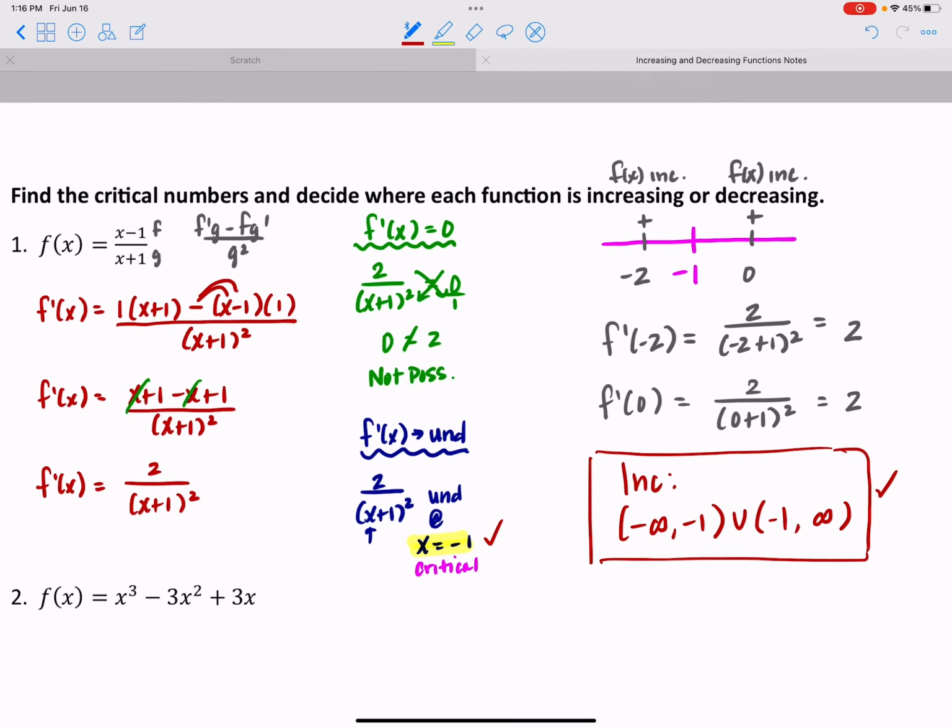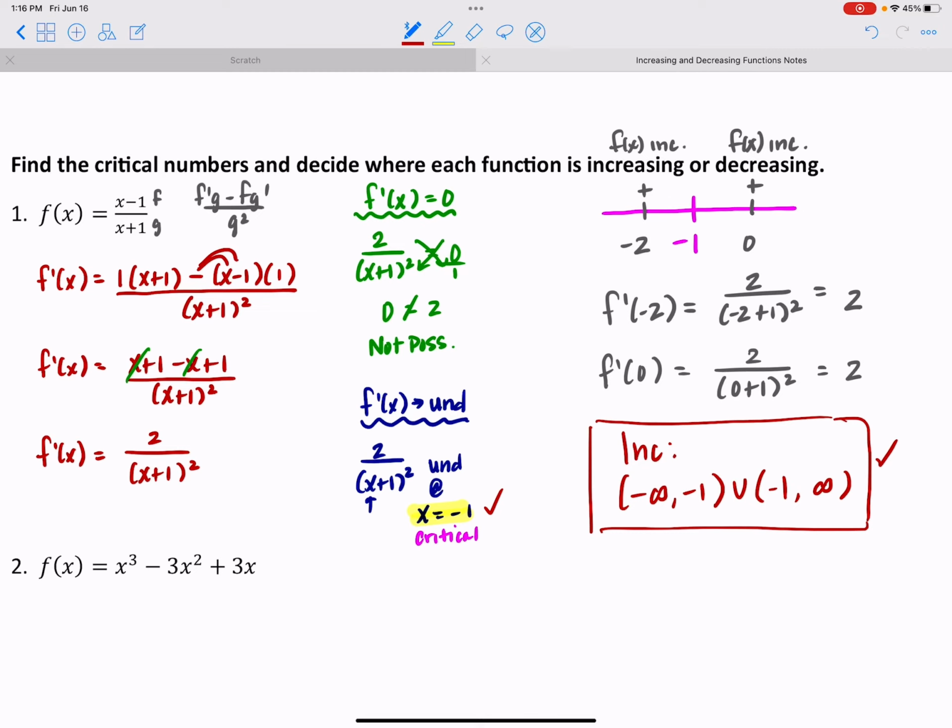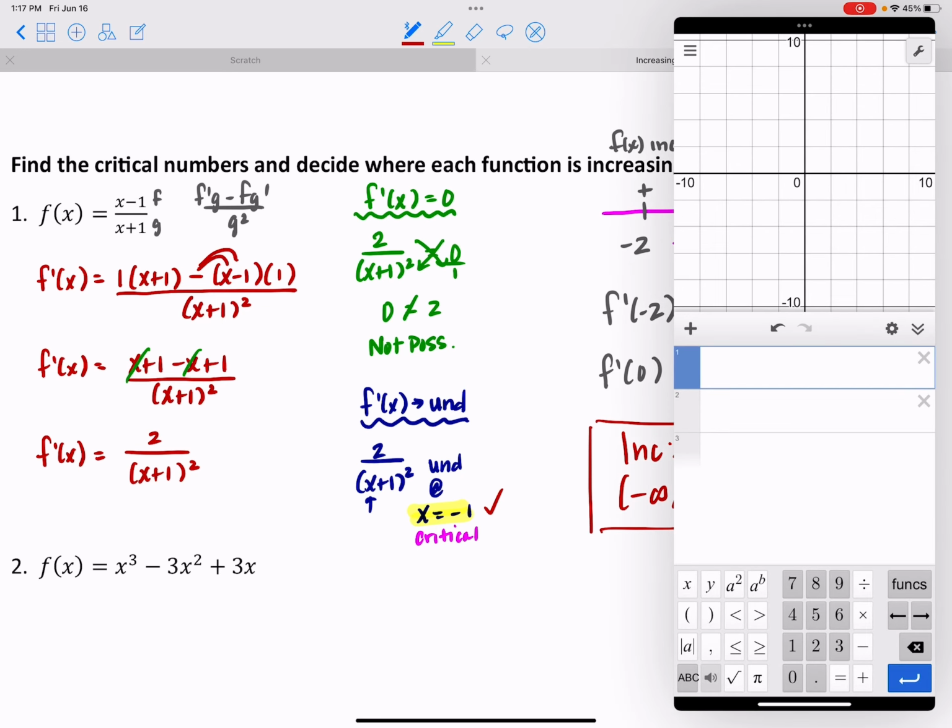Now, this is work we need to be able to do, and again, when you get to your next class, I don't know what the instructor is going to allow or not allow. This is the work we can do to find where a graph is increasing or decreasing, but it's super easy if we actually just had the graph. So you're going to verify your work by looking at your picture.